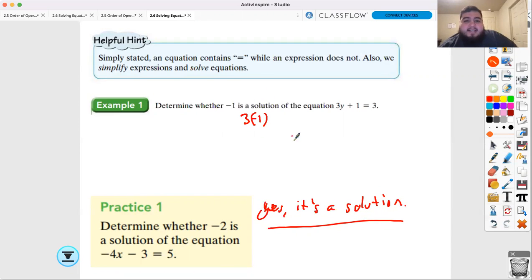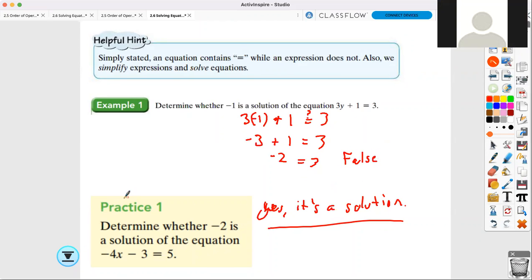Let's look at the example. So plug in -1 for y, right? 3 times -1 plus 1 equals 3 with a question mark on top, right? Because we don't know. 3 times -1 is -3, plus 1 equals 3. -3 plus 1 is -2, equals 3. Is that true or false?